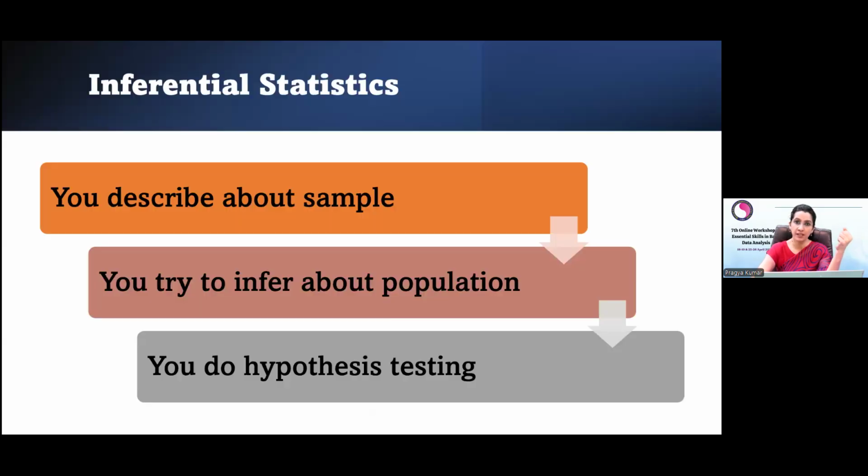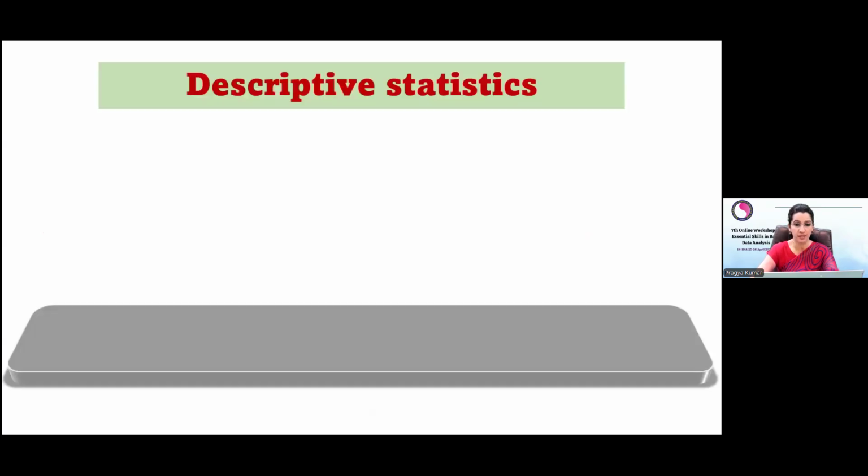So in inferential statistics, you describe the sample, but you also infer about the population, and we do hypothesis testing. So that's the difference between descriptive statistics and inferential statistics.